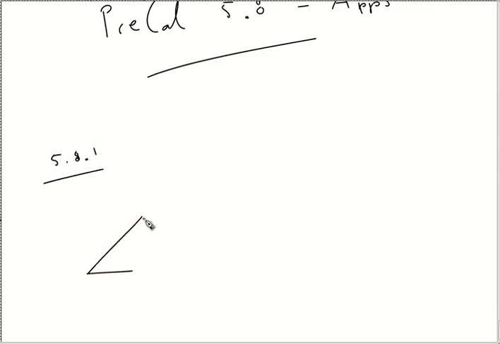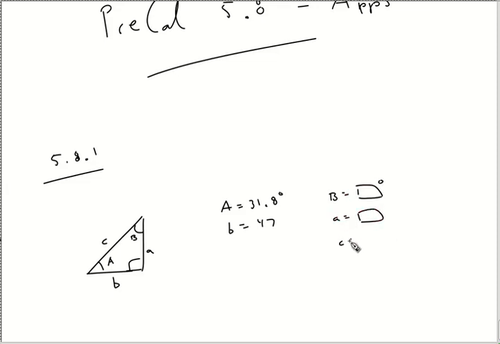So they have a triangle here for us, and I have an A, I have a B, and then I have a C, and then I have a little b, and then I have a little a. They say that capital A is equal to 31.8 degrees, and little b is equal to 47. And they say, hey, what's capital B equal to in degrees? What's little a equal to? What's little c equal to?